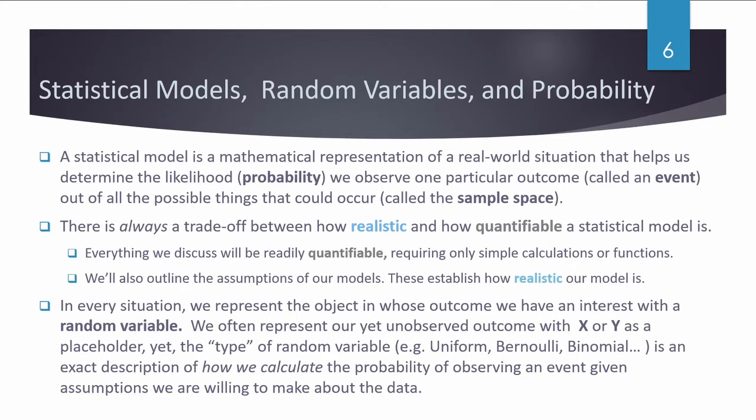Now, there are many different types of random variables, and we're going to get into a bunch in this class, but for today's lecture, we're going to focus on three specific types: the uniform, the Bernoulli, and the binomial random variable. And what these are a description of the way we calculate the probability of an event given the assumptions we're willing to make. So each one of these types of random variables will have different assumptions that go with it about the data, and we're going to identify the one that is appropriate for the problem we're trying to model.